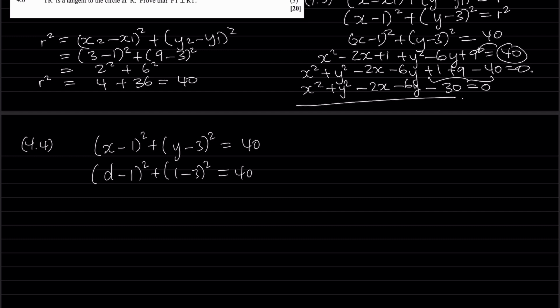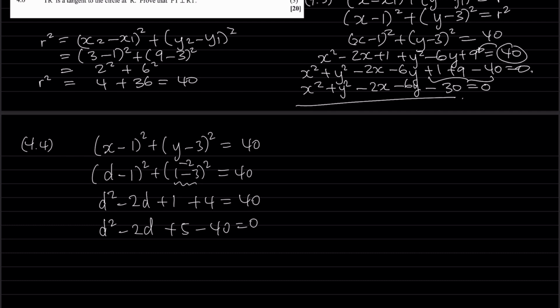So this is going to give me D squared minus 2D plus 1. Then this simplifies as minus 2, and minus 2 all squared is plus 4, and that's equal to 40. Now let's transpose. So d squared minus 2d plus 5 minus 40 is equal to 0. Then we're going to say d squared minus 2d minus 35 is equal to 0.